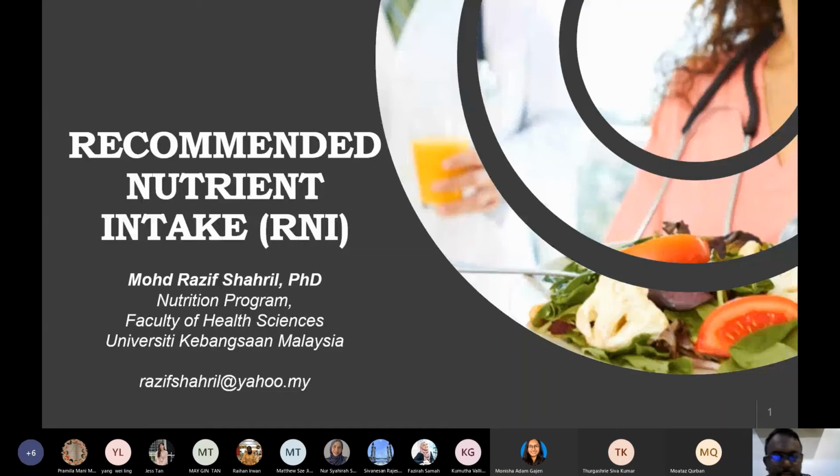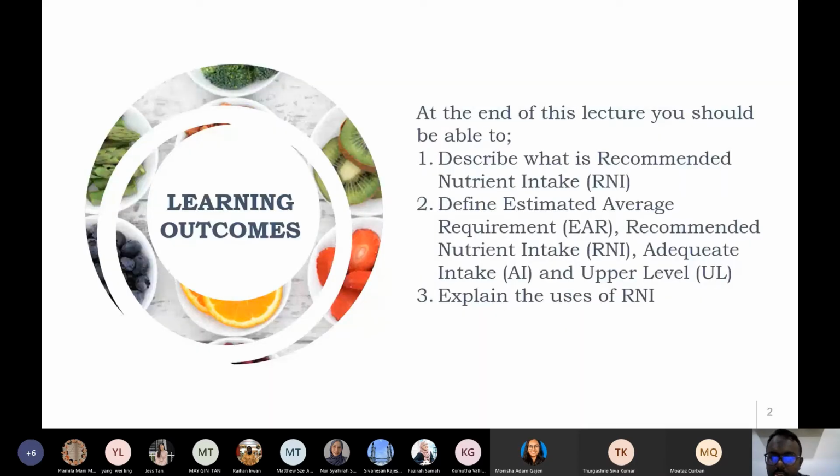Okay. So recommended nutrient intake or RNI. The learning outcome for today is to describe what is recommended nutrient intake. I think most of you are familiar with RNI. Second one is to define what is the estimated average requirement, EAR, recommended nutrient intake, RNI, adequate intake, AI, there's a spelling error there, and upper level intake, UL. And finally, we need to explain the uses of RNI.